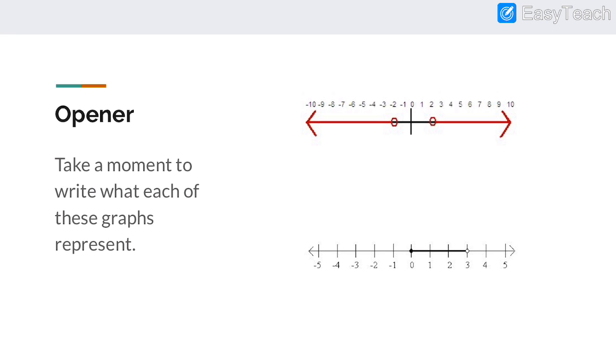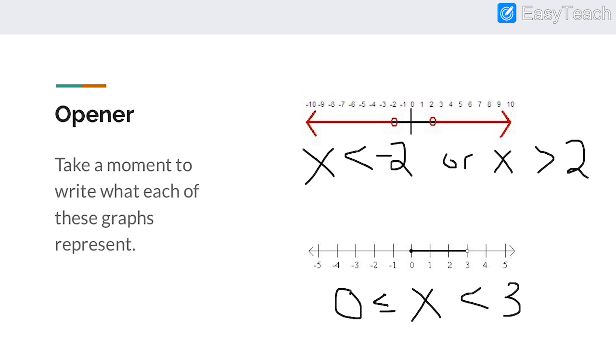Alright, now that you've paused the video, I'm going to show you the answers to these. So the two answers you should have gotten here, again, the highlighted sections are away from each other, so it's an or statement. These ones, the highlighted section is together.